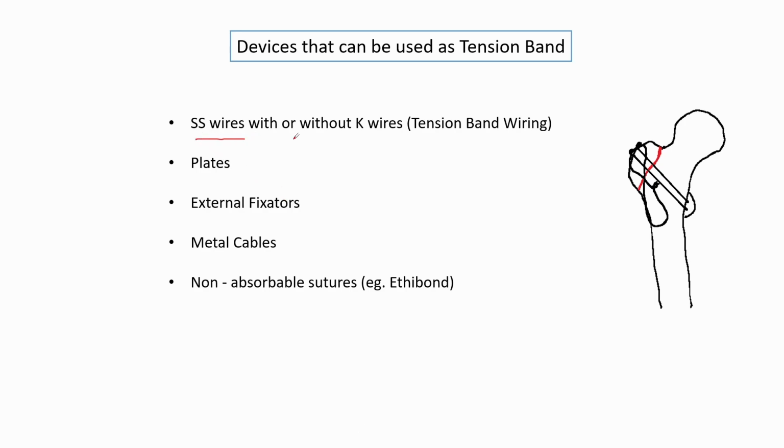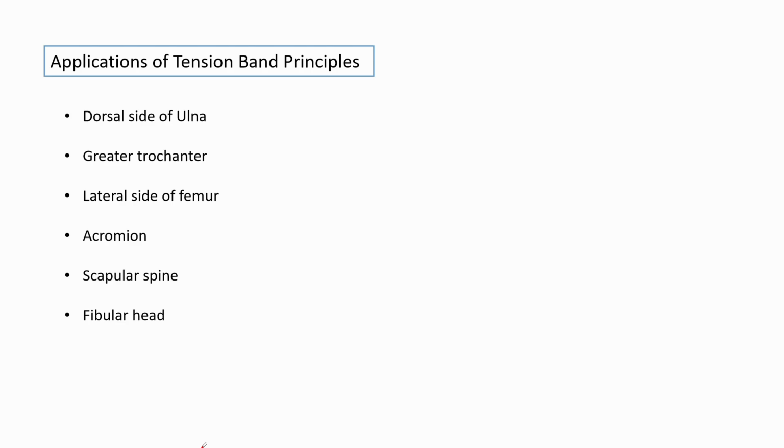What are the devices that can be used as tension band? SS wire with K wires is the most common device used, also known as tension band wiring. Plates, external fixator, metal cables, and non-absorbable sutures like ethibond can also be used as tension band. Some of the common locations where tension band principles are applied are dorsal side of ulna, greater trochanter, lateral side of femur, acromion, scapular spine, and fibular head.